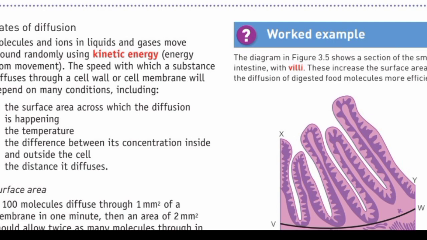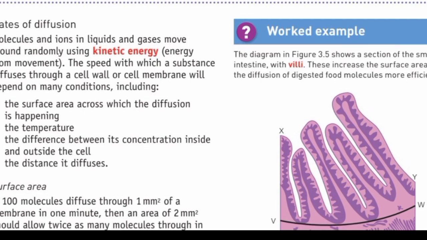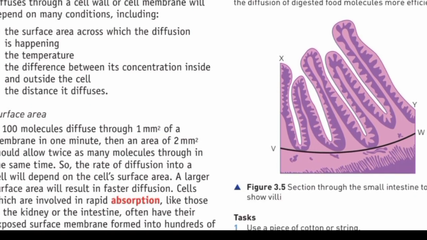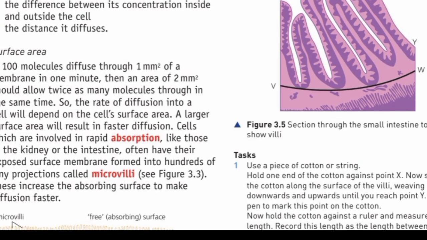The speed of diffusion depends mainly on four factors: surface area, temperature, concentration gradient and distance. Surface area means the area in which the diffusion occurs. The concentration gradient means the concentration inside and outside, or basically the difference between the concentrations of the two solutions, and the distance is how far it is diffusing. So let's begin from the first, that is the surface area.